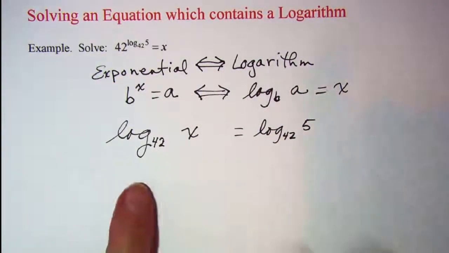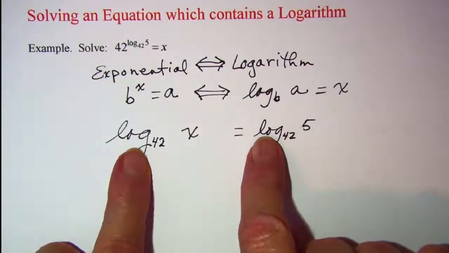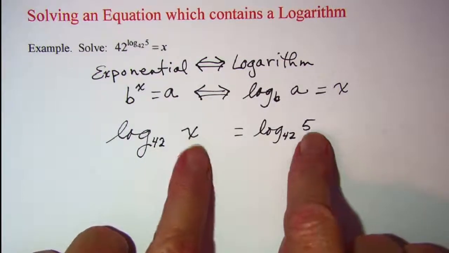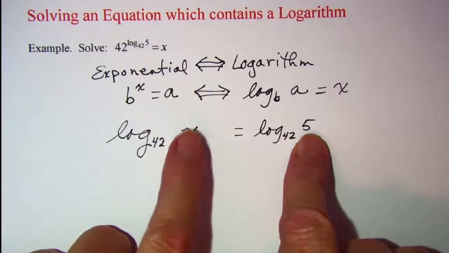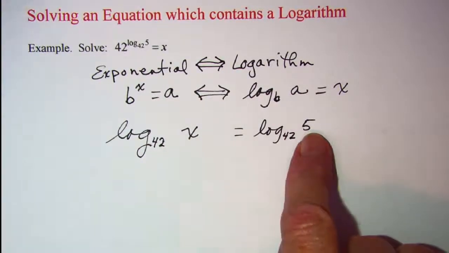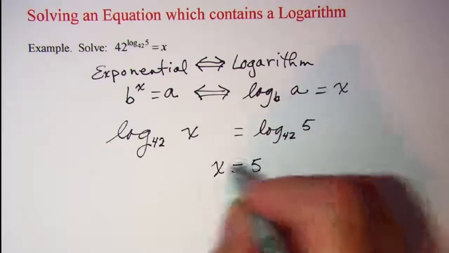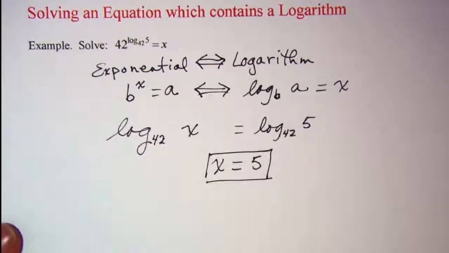Now if you look at this for a minute, you can see that we have logs on both sides, and they're the same base. And so I can say that my arguments are equal. So I can then say that x is equal to 5. Let's do another one.